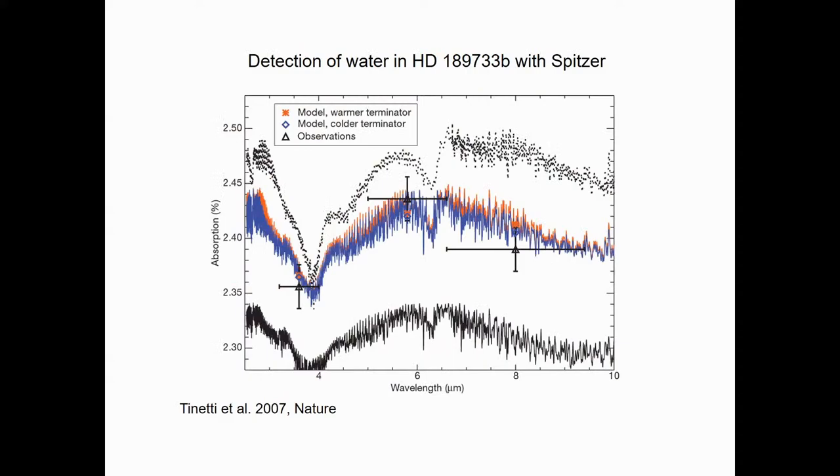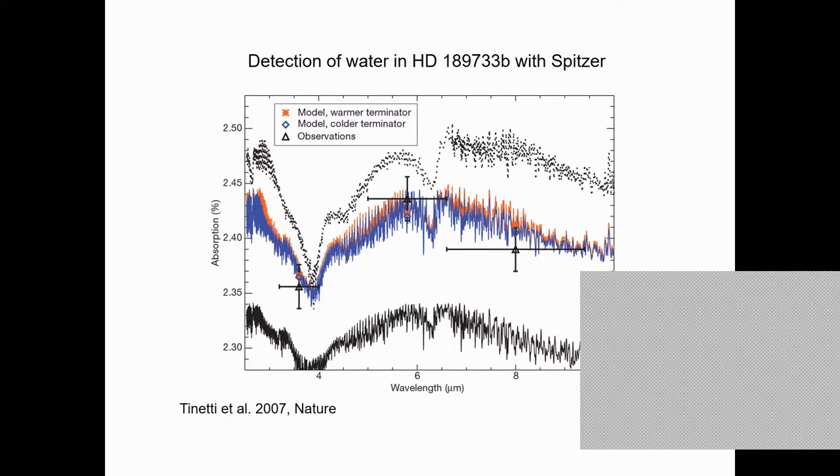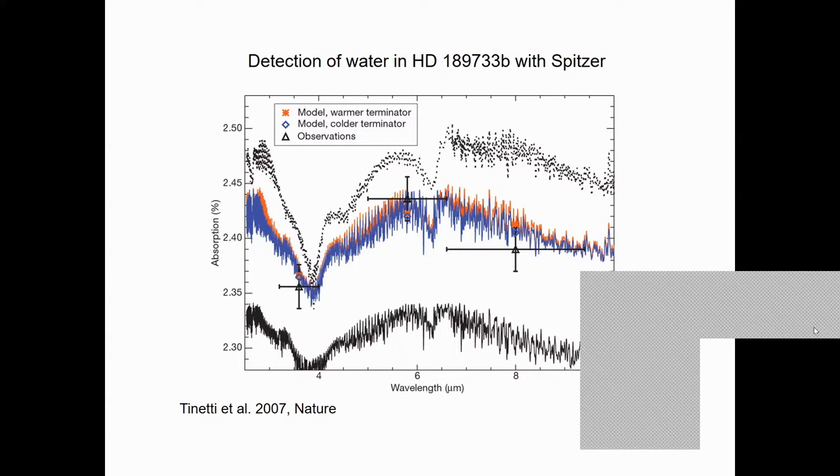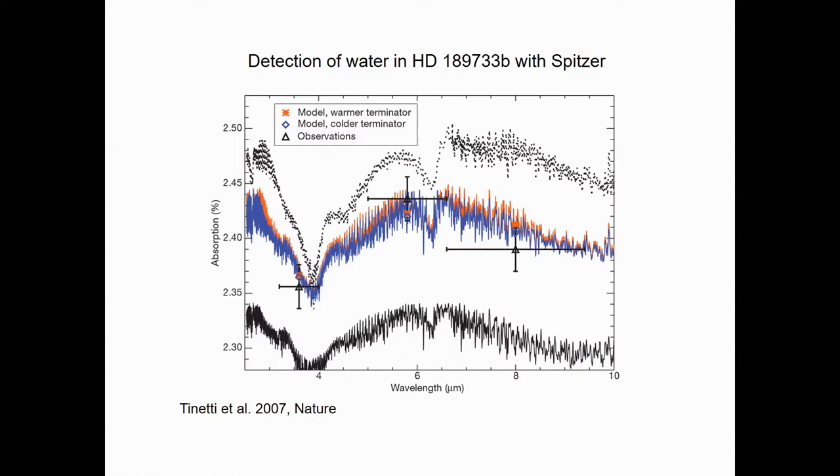This is a classic one. This is one of the first ones that was ever done by Giovanna Tinetti. And I show this one because I think it shows the point of the difficulty in actually getting the data. Now, Giovanna is actually in charge of Ariel. Ariel is going to be the next. We have several missions to look at exoplanets in Europe. We have Plato, we have Cheops, but Ariel will be the pièce de résistance. This will be the one that's actually gained at having a space-based platform to look at atmospheres of other planets.